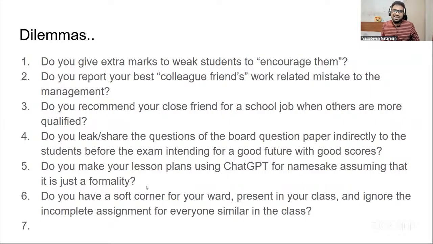Now next is very interesting. Do you make your lesson plans using ChatGPT for namesake, assuming that it is just a formality? Everybody has to say yes to this. Come on. Sometimes you really say no. You've got your HOD present over here in this class. You're using art integration, lesson plan cannot be a formality. Yeah, I know. It's just a question to put all of us in a spot.